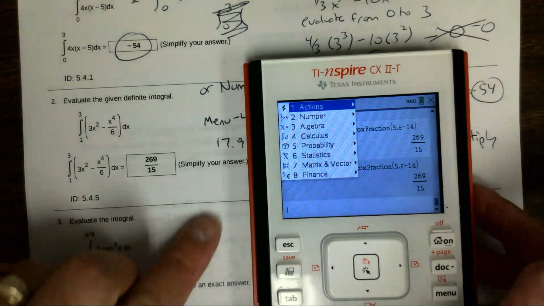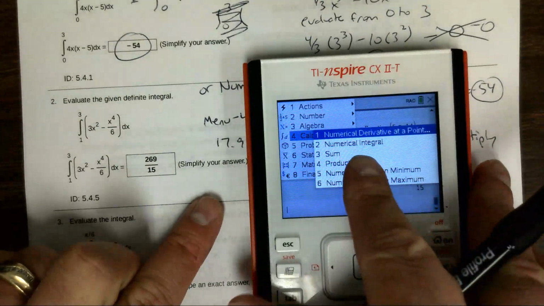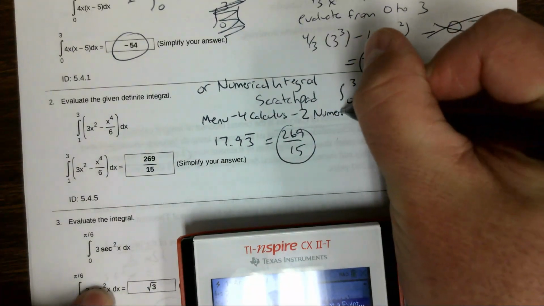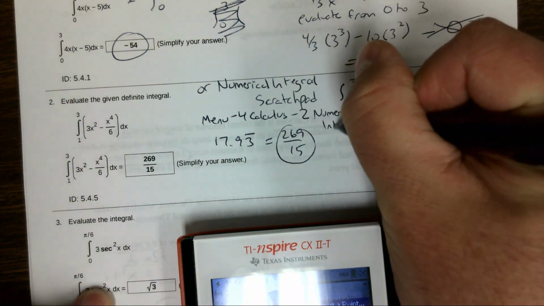So again, menu 4 for calculus, 2 is numerical integral.